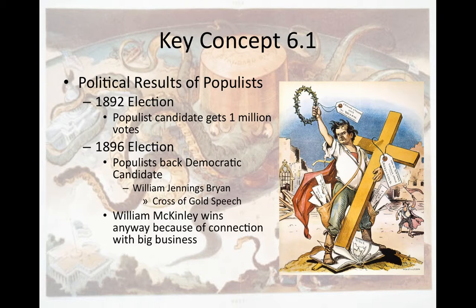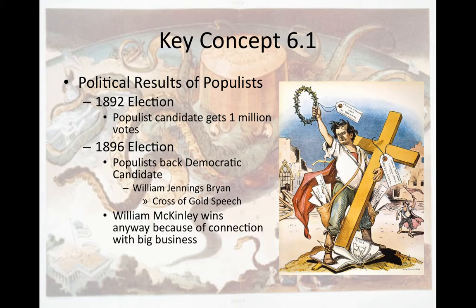Anyways, in the 1896 election, the populists realized that they might not make it on their own, so they backed the Democratic candidate William Jennings Bryan, who, of course, becomes most famous for giving his Cross of Gold speech, in which he advocates for the silver standard, or the free coinage of silver, to combat deflation. But in the long run, William McKinley beats William Jennings Bryan, in what some people would call a landslide, mostly because big business funds him.